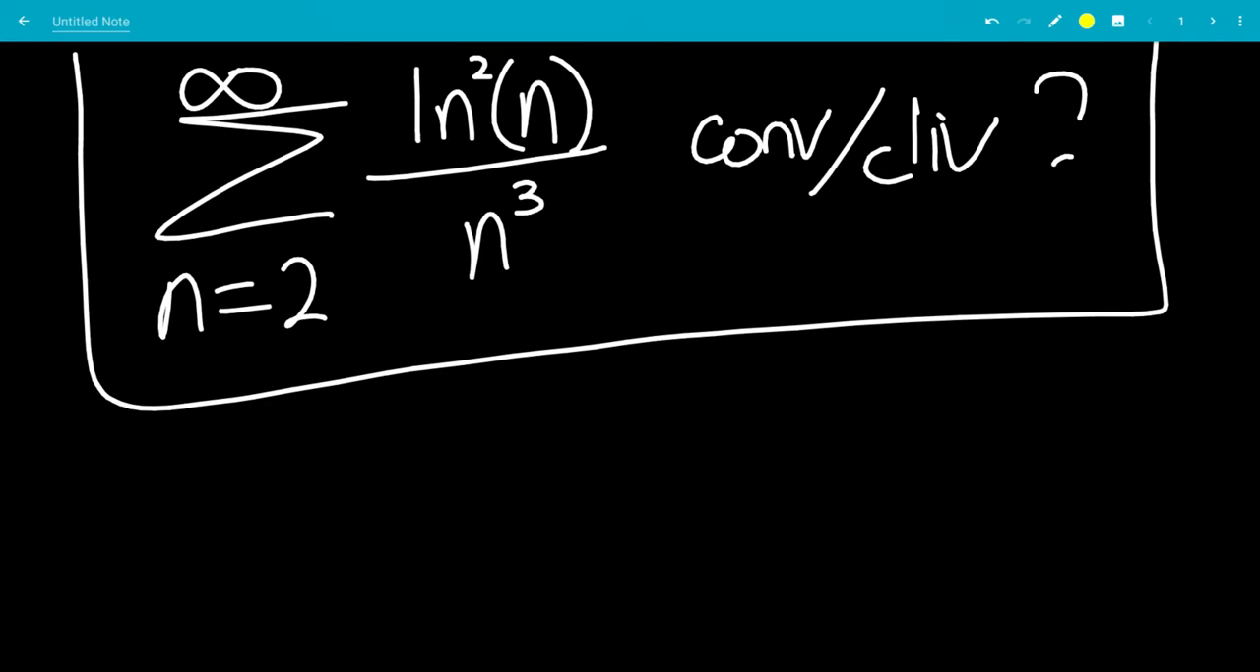In this video, we'll look at the infinite series, the sum from n equals 2 to infinity of (ln n) squared all over n cubed. We'll see if this converges or diverges.